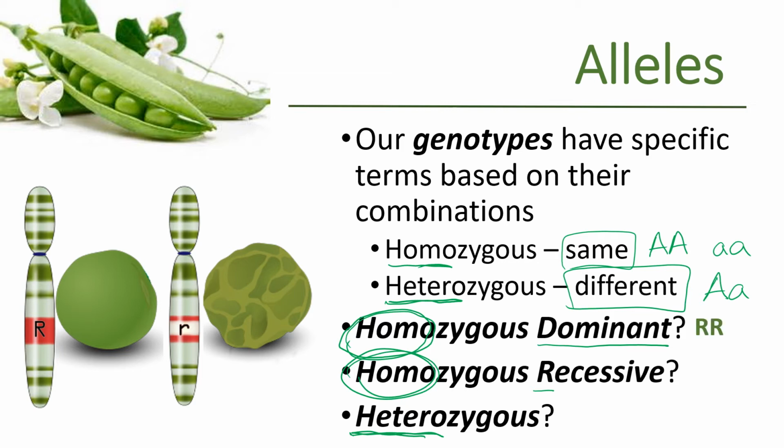I think I have another example that I wrote on here. Yes, so homozygous dominant would be 2 capital R's. Homozygous recessive would be not big R, little r. It would be little r, little r, homozygous recessive. And then heterozygous would be big R, little r.